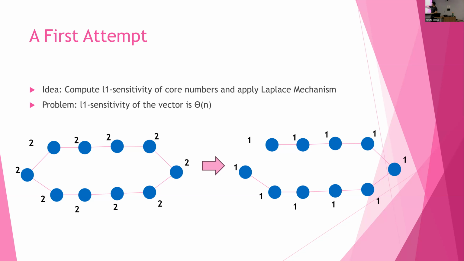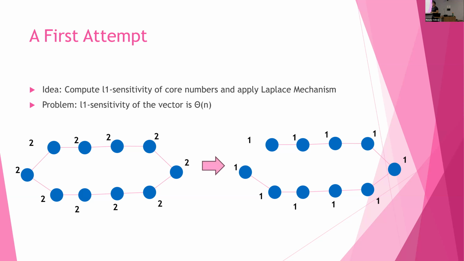So if you look at these two, for each of the vertices, their core numbers differ by 1. So the entire vector has L1 sensitivity n. Now if you run the Laplace mechanism on this, you'll have tilde theta n additive error. And in the beginning, I promised you guys that I'd get you additive log n error. So that's why this will not suffice. Okay, so in this first attempt, the main problem was that the sensitivity was high.